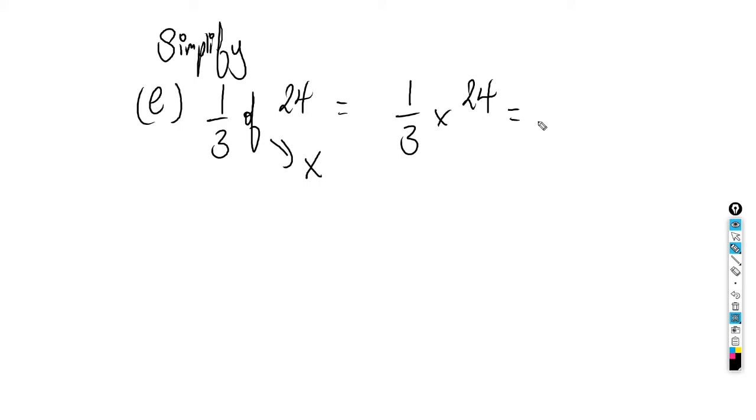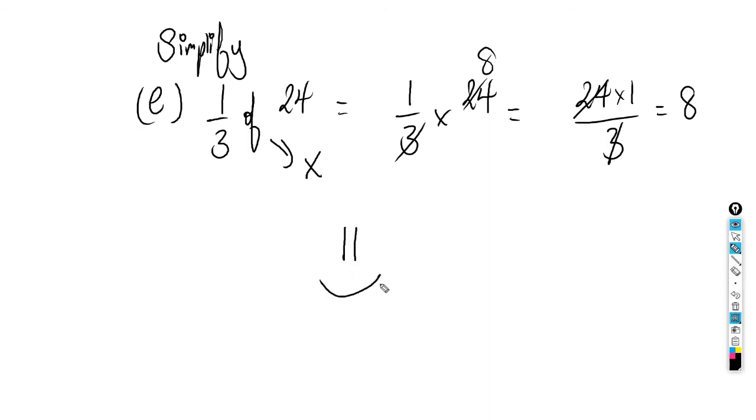So we can do it two ways. We can multiply the top to get 24 times 1 over 3. And then we divide 3 into 24, which would give us 8, okay? Or you can just cancel it straight. You can just say 3 into 24 gives you 8. Then 8 times 1 would give you 8, okay? All right, guys.